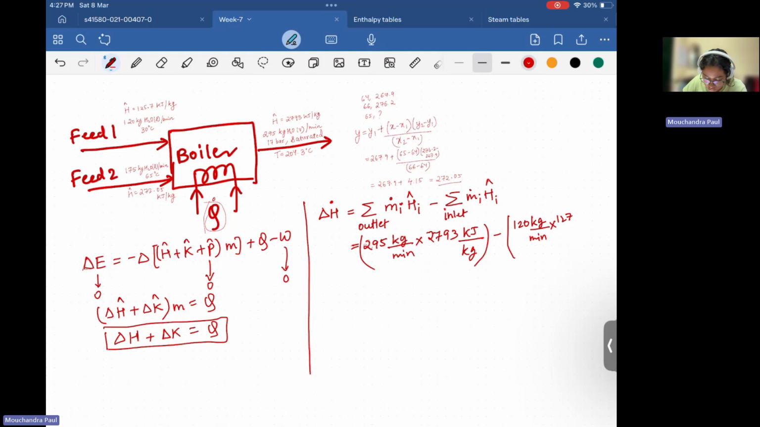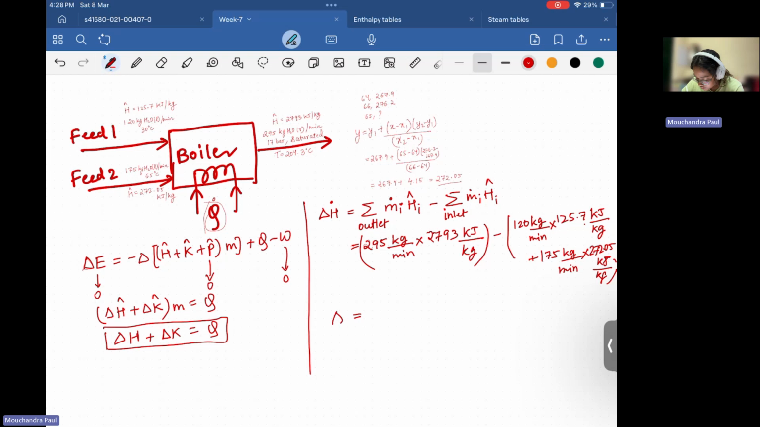120, 125, 0.7 kilojoule per kg plus 175 kg per minute is 172.5 kilojoule per kg.